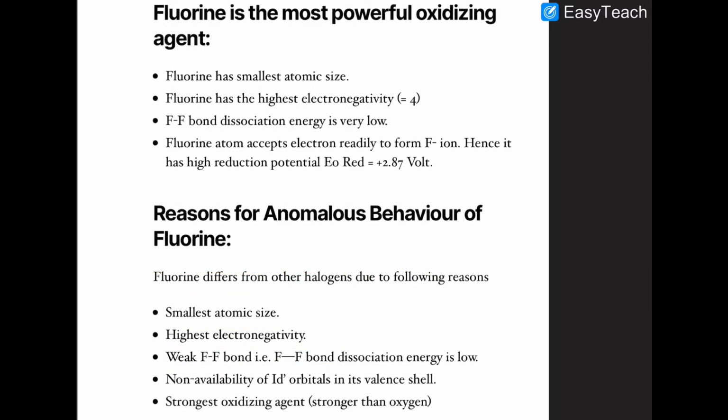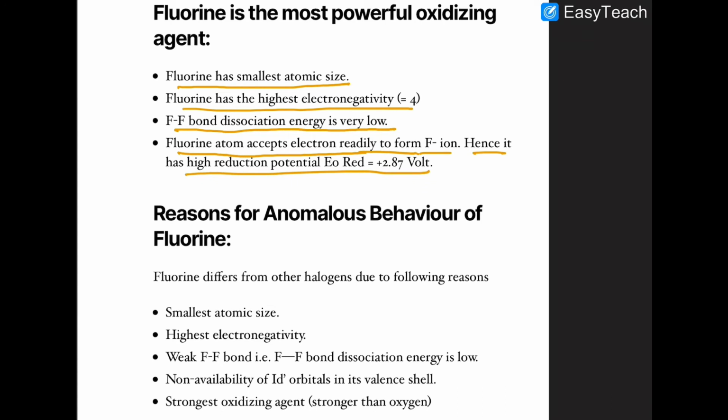Now, fluorine is also the most powerful oxidizing agent. Fluorine has the smallest atomic size and the highest electronegativity. Fluorine's bond dissociation energy is very low. A fluorine atom can accept an electron readily to form the fluoride ion. So it has a very high value of E naught.